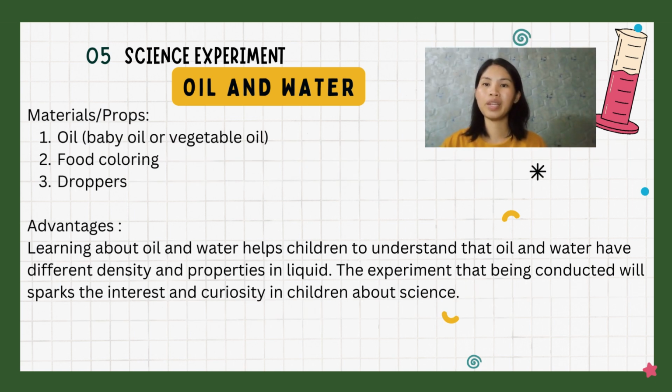The materials involved in this activity are oil. The teacher can choose to use baby oil or vegetable oil, depending on the teacher's choice, and then coloring and a dropper. And then after the teacher is done preparing all the materials, the teacher can start the experiment.